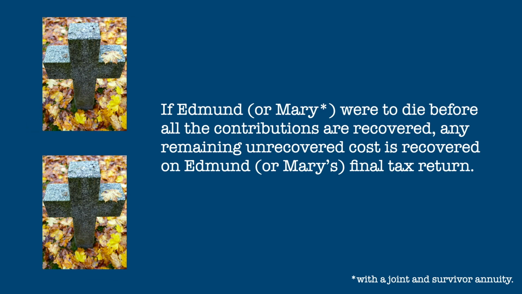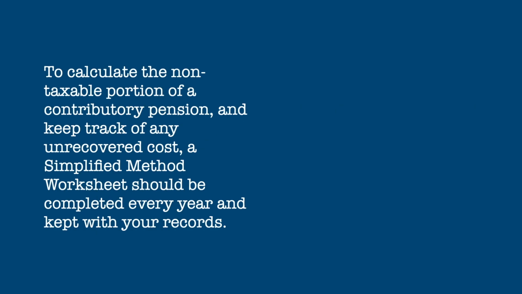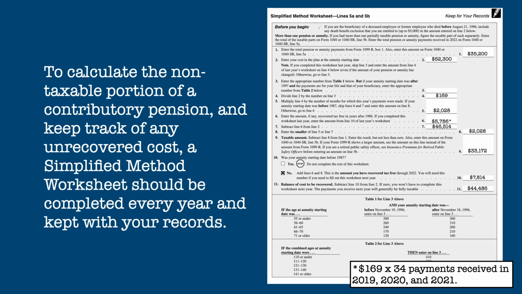If Edmund or Mary were to die before the contributions were fully recovered, any remaining unrecovered cost would be recovered on Edmund or Mary's final tax return. To calculate the non-taxable portion of a contributory pension and keep track of any unrecovered cost, this simplified method worksheet should be completed every year and kept with your records. Here is Edmund and Mary's simplified method worksheet for 2022.